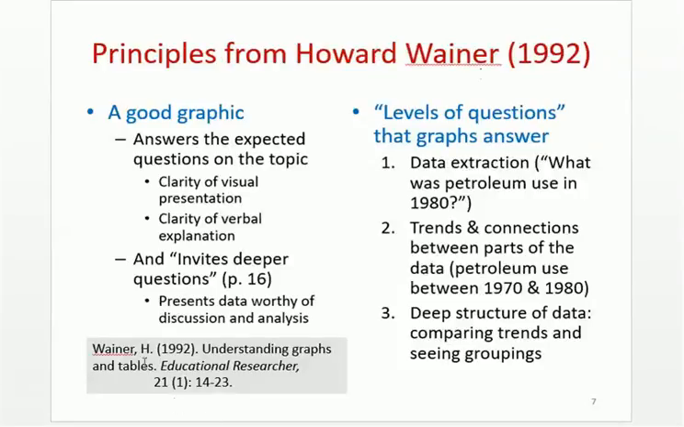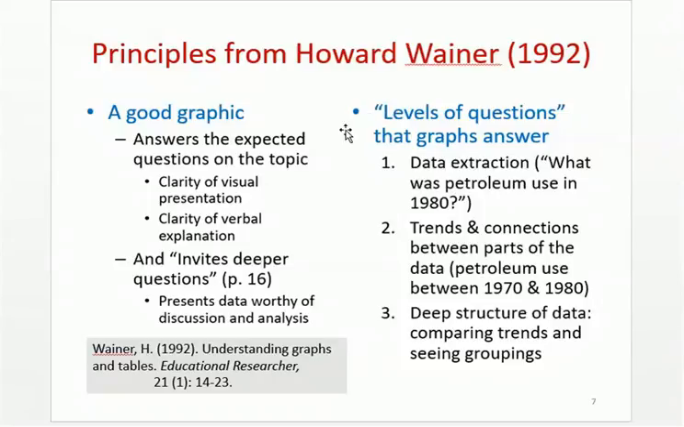Howard Weiner wrote an article in 1992 called Understanding Graphs and Tables, and even though his article was focused more on testing people's ability to comprehend tables, he did have some principles of what would be good graphics. He says a good graphic does these 2 things. On the one hand, it answers the expected questions on the topic, with clarity of the visual and clarity of the verbal both playing into that. But on the other hand, it's not so simple and obvious; it invites deeper questions. It presents data that is worthy of discussion and analysis within a paragraph.